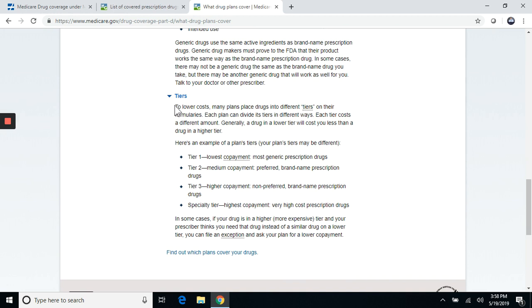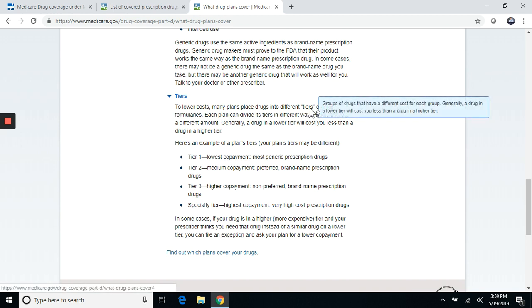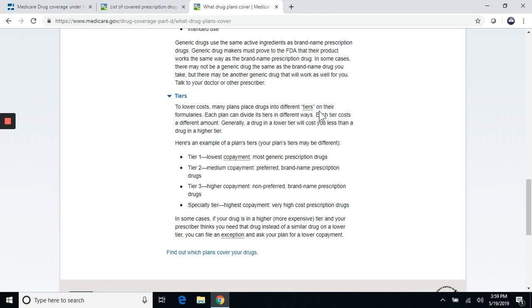Tiers. To lower costs, many plans place drugs into different tiers. These are groups of drugs that have a different cost for each group. Generally, a drug in a lower tier will cost you less than a drug in a higher tier. So let me go back. To lower costs, many plans place drugs into different tiers on their formularies. Each plan can divide its tiers in different ways. Each tier costs a different amount. Generally, a drug in a lower tier will cost you less than a drug in a higher tier.